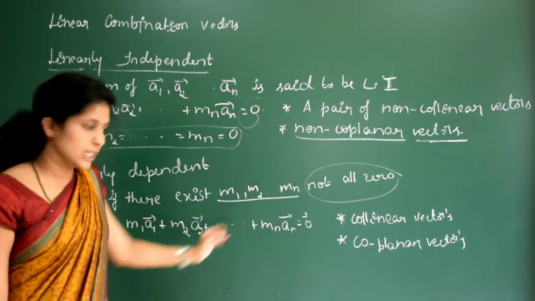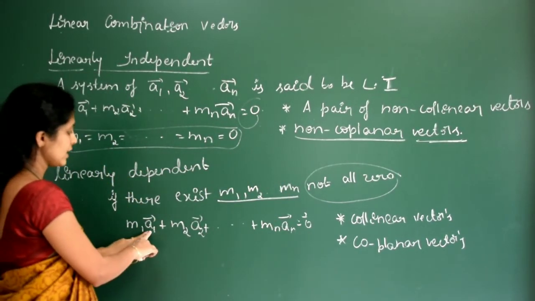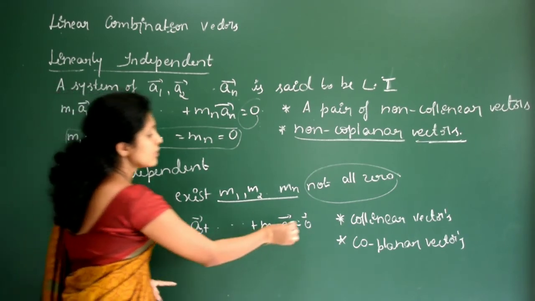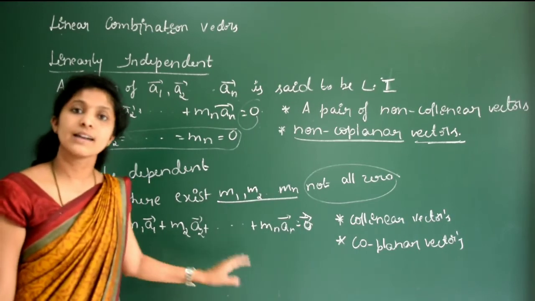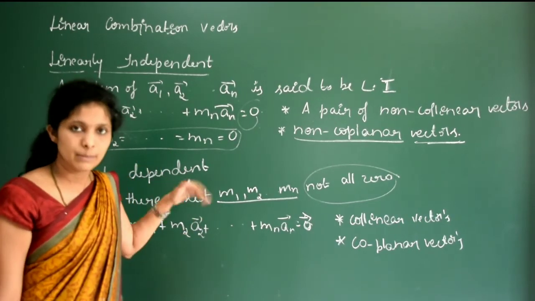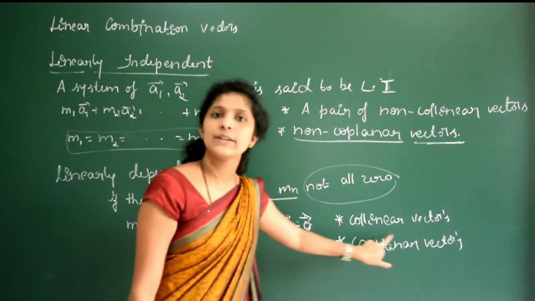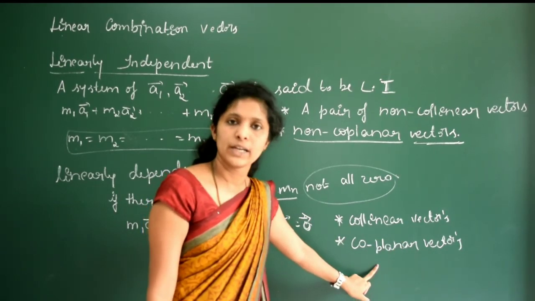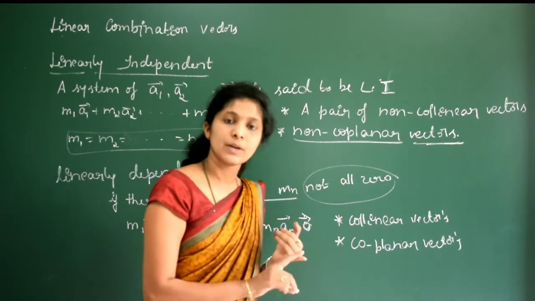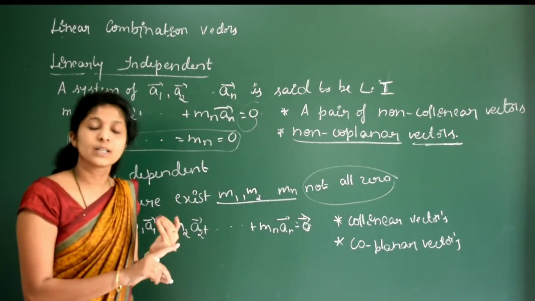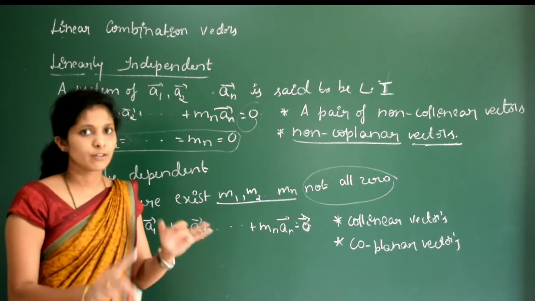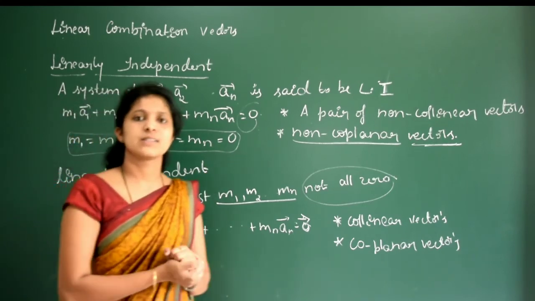A few may be equal to 0 but there are some M1 A1 vector plus M2 A2 vector and so on, which will be equal to 0 vector. Then we can say that those are linearly dependent vectors. Examples are collinear vectors and coplanar vectors. Independent is nothing but non-collinear and non-coplanar. Dependent is nothing but collinear and coplanar vectors. This is all about vector algebra.